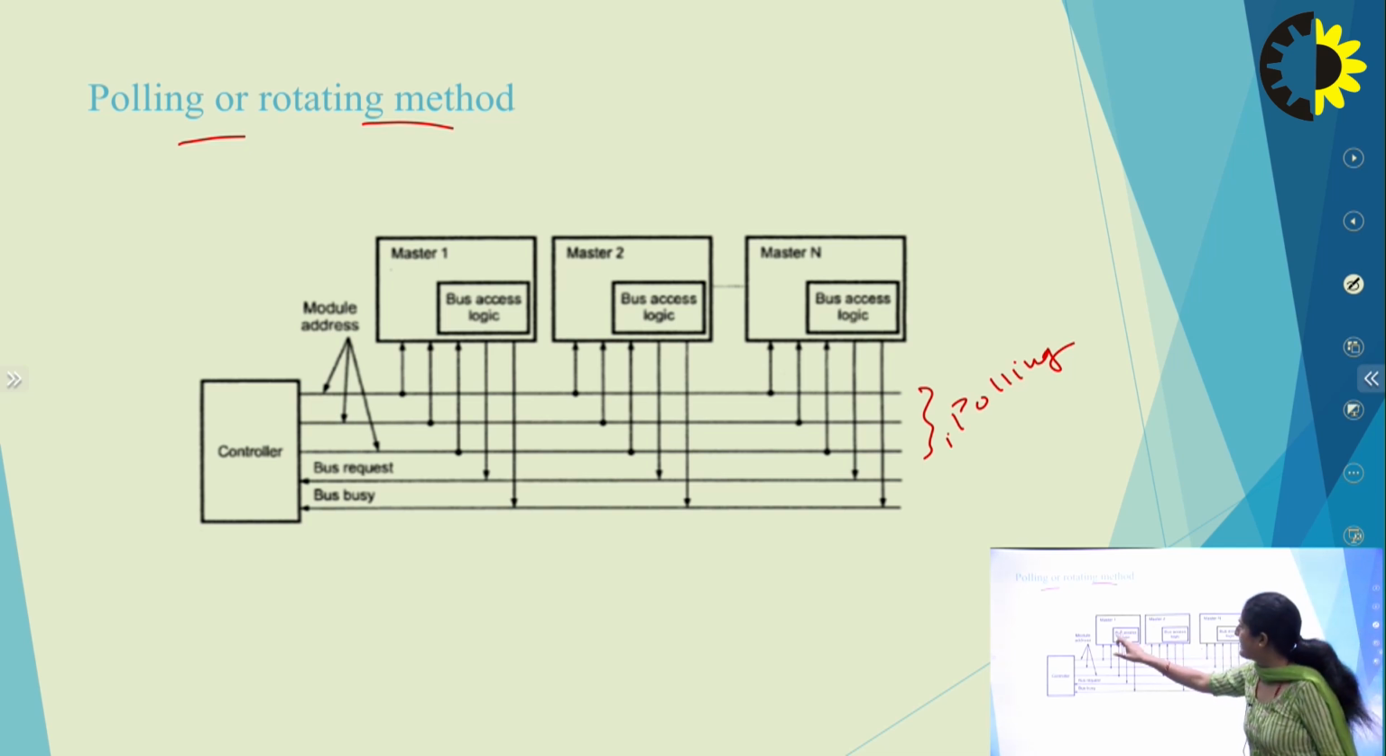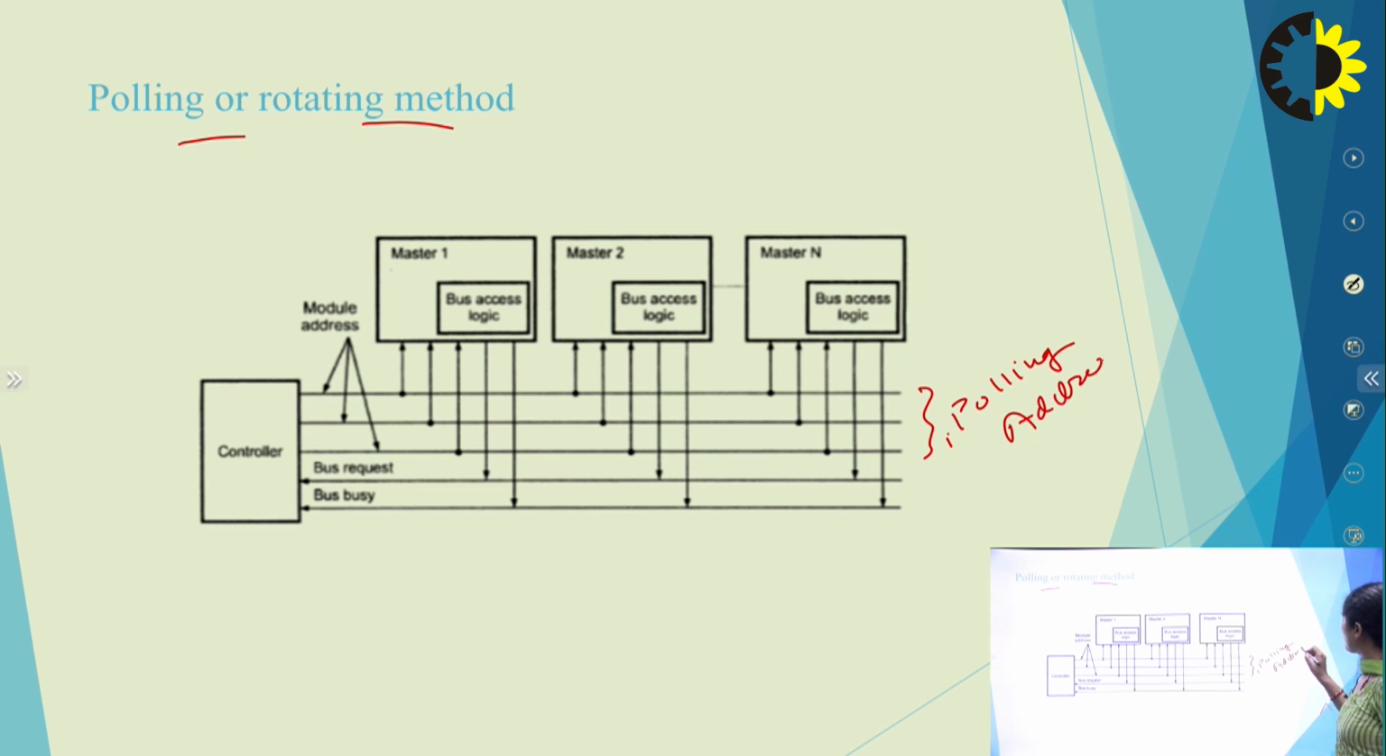They contain the addresses of all the devices, and the bus controller will use them. The address of a device is the particular ID which we define for that device. So the bus controller will randomly call for an ID.